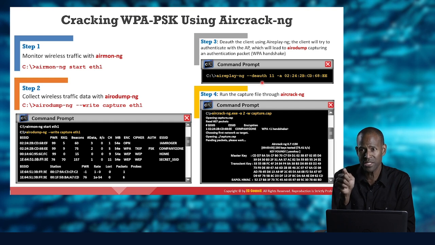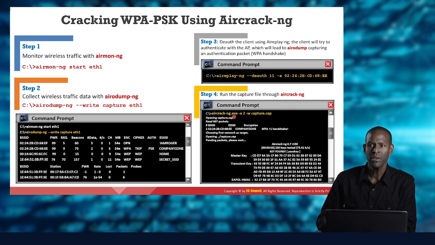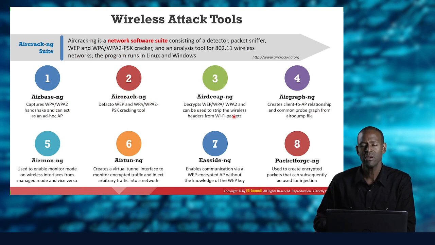You see how important it is in this case to capture that authentication packet. That's what we're doing here. So if you look down here, the next thing we do after capturing the authentication packet, we're going to run the capture file that we collected through Aircrack-ng. And then once we do that, we will have the pre-shared keys. We have to run them through cracking programs to see which ones.